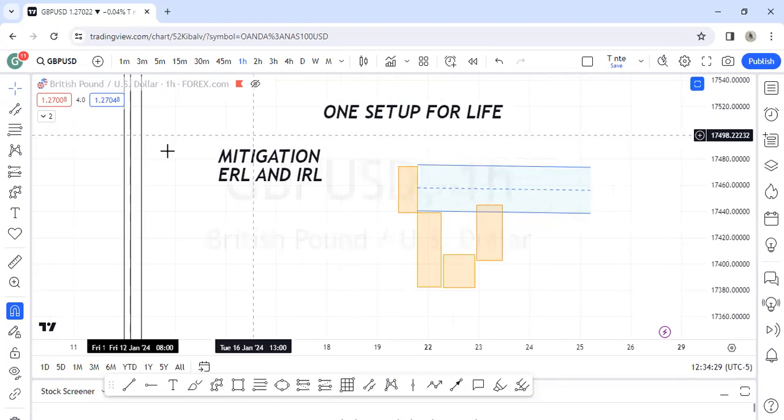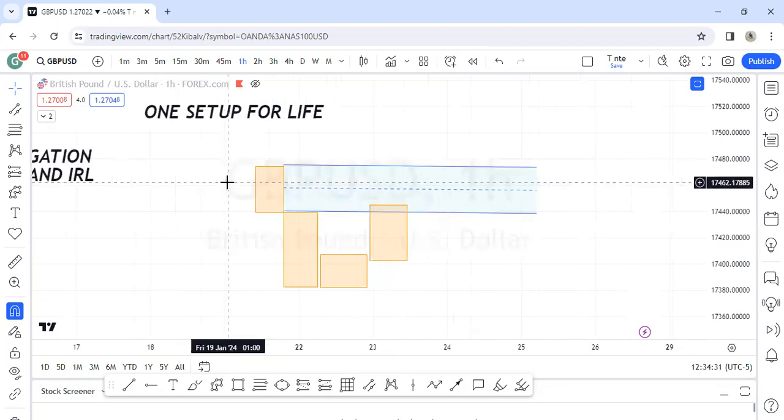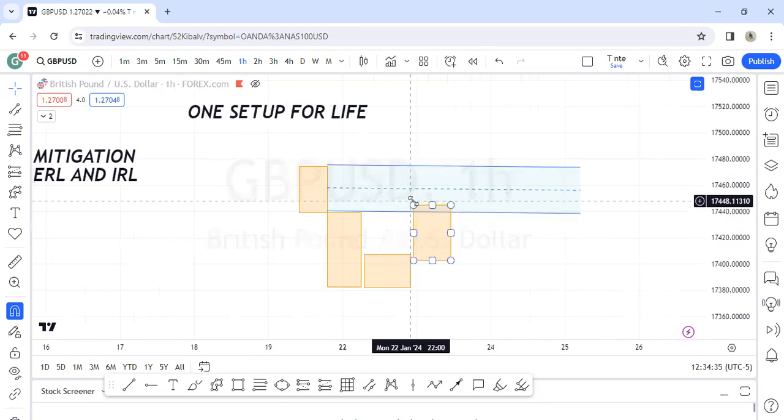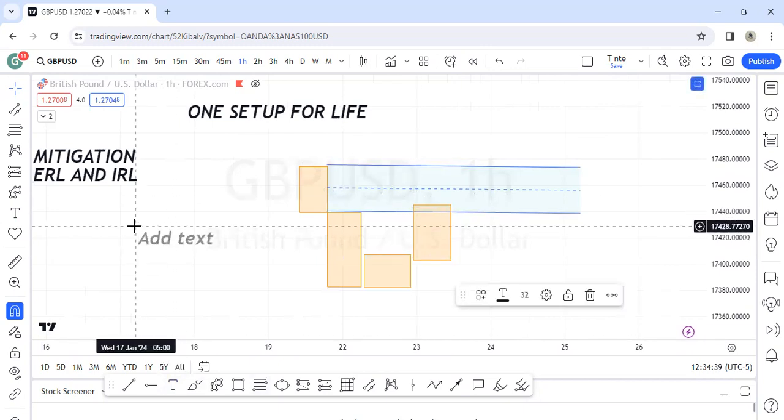So now we have understood what mitigation is, right? It's very, very important to understand what mitigation is. It's the act of markets coming back to tap. Now, note something. We have what we call full mitigation and partial mitigation. Partial mitigation is when the market does not mitigate it properly.